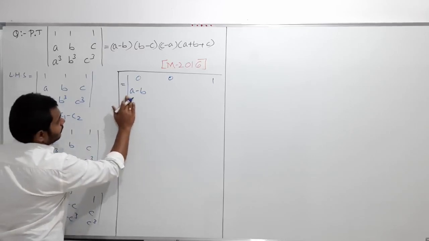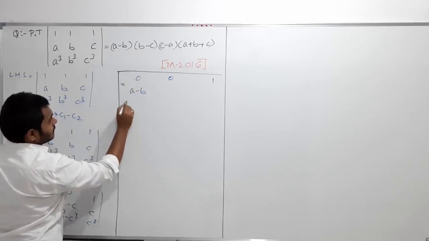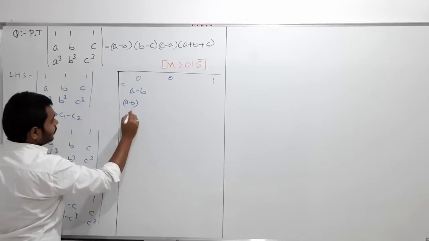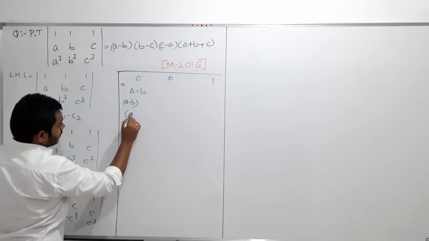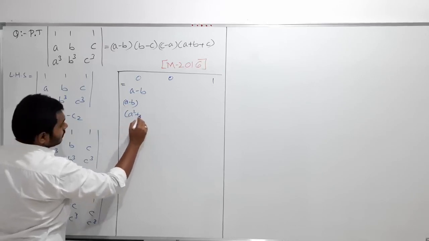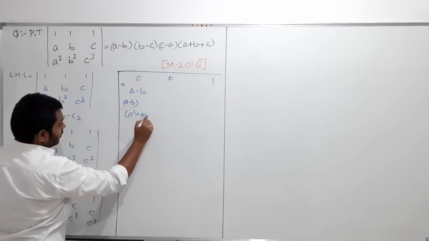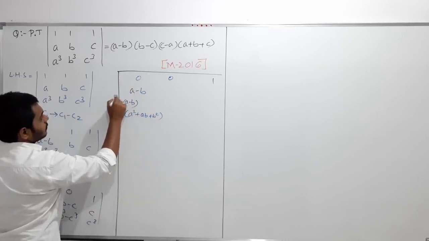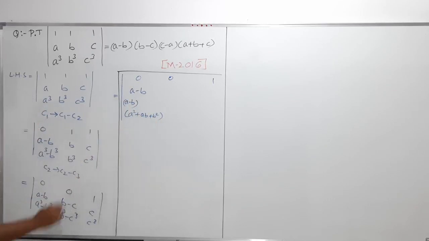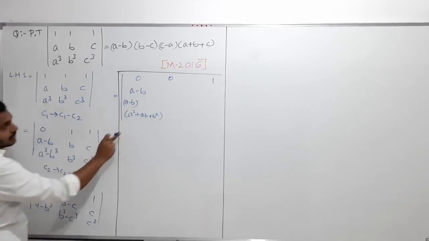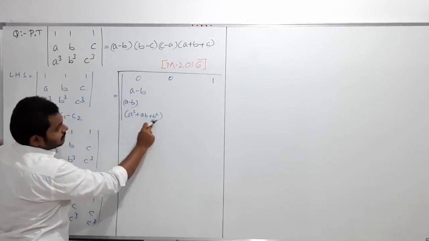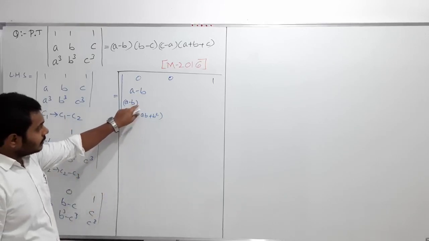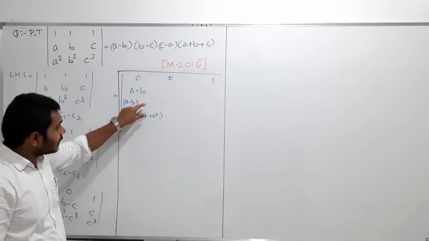We have the formula. So the formula will be like this: A minus B into A square plus AB plus B square. Clear? So A cube minus B cube can be written as A minus B into A square plus AB plus B square. I don't have space here, so instead of writing here, I wrote here.